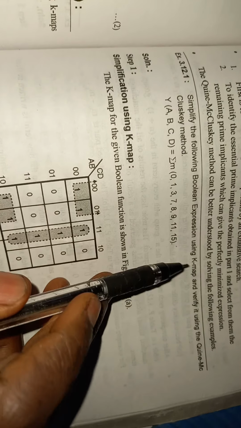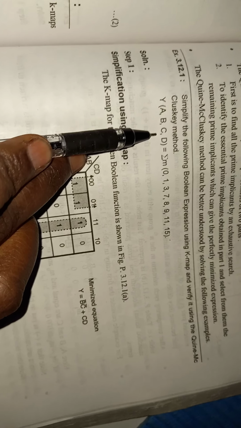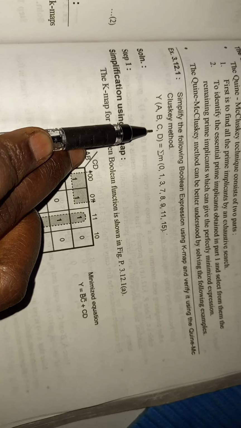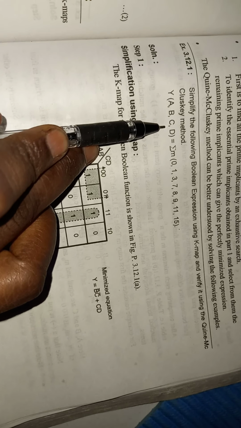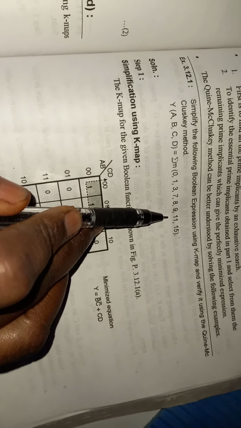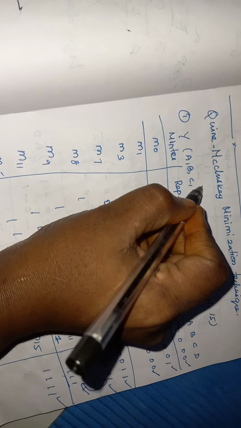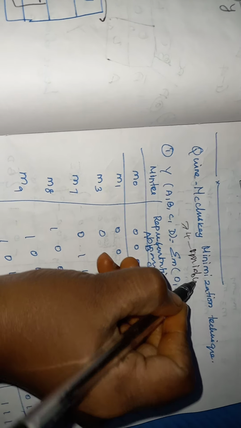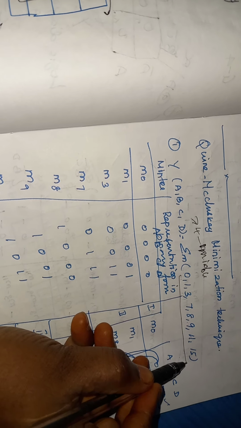Simplify the Boolean expression using K-map and verify it using the Quinn-McCluskey method. We can solve using the Quinn-McCluskey method as well as K-map, so the answer will be the same. Consider this problem for the Quinn-McCluskey method. After solving, we can go for K-map simplification. Here is the given problem, Y of a, b, c, d. This is a 4-variable function.